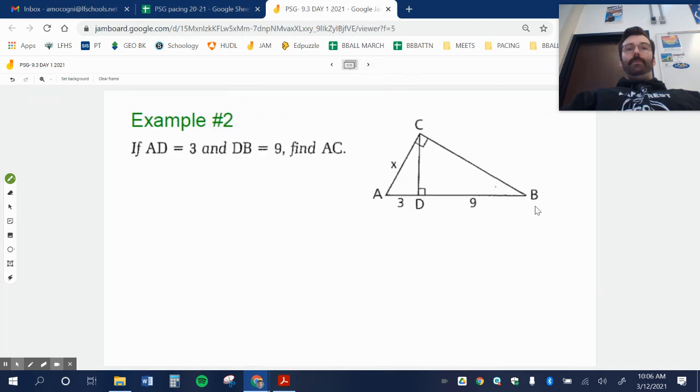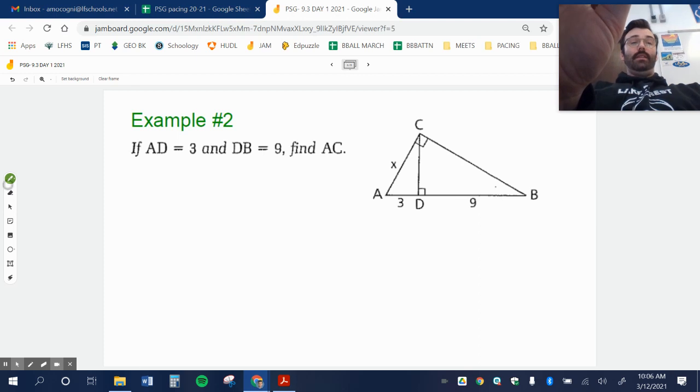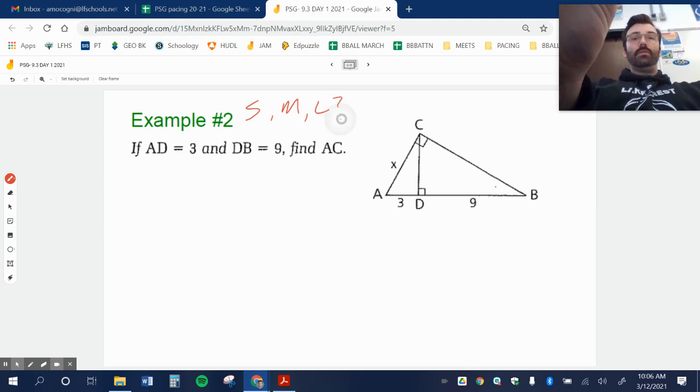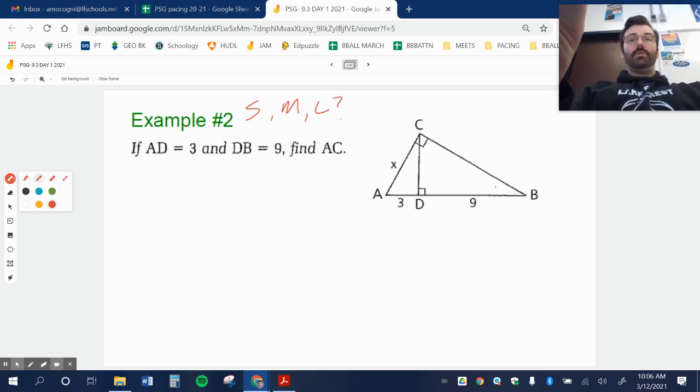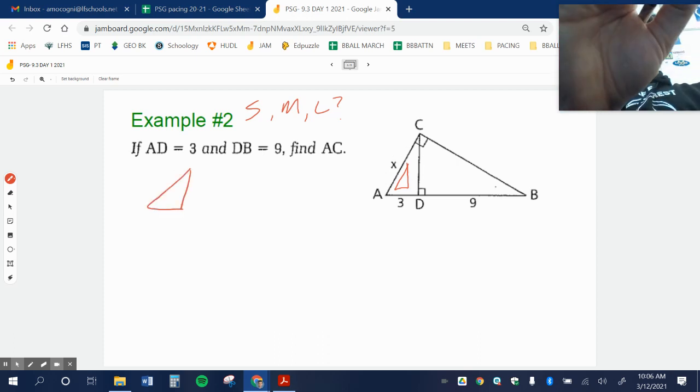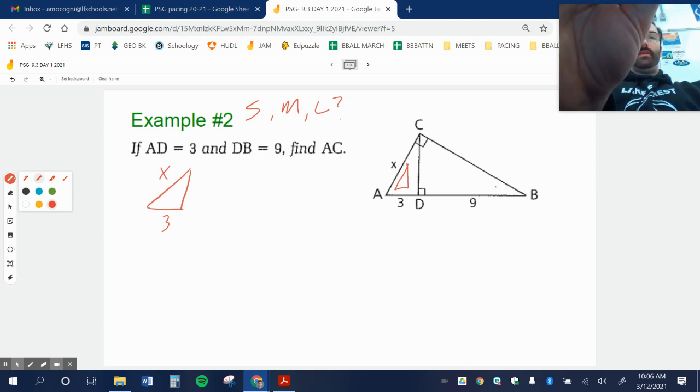All right, let's try another one. Notice my x is in a different spot here. Again, same question I need to ask myself: small, medium, or large? So I look at the small triangle here. Oh, I've got two side lengths there. I have x and 3. So that one checks out.